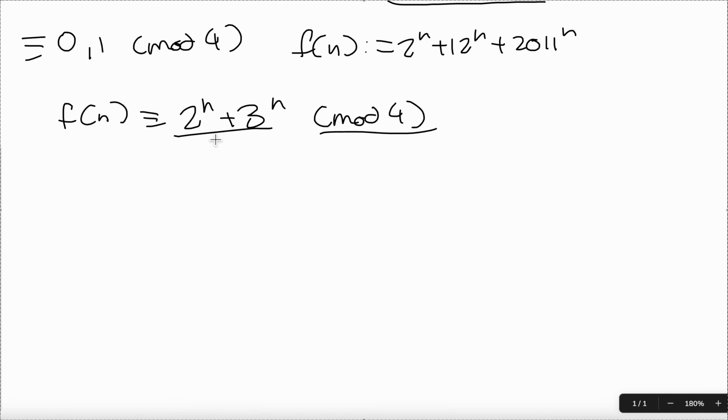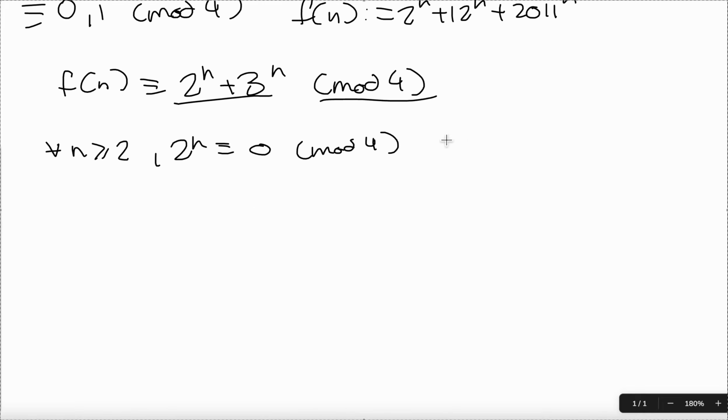And so one thing to notice is that for all n greater than or equal to 2, we get that 2 to the n is congruent to 0 mod 4. Since if n is 2, then we have 4, or if it's 8, 16, 32, it's always going to be divisible by 4, so it's always going to be 0 mod 4. So this leaves out the special case of n equals 1.